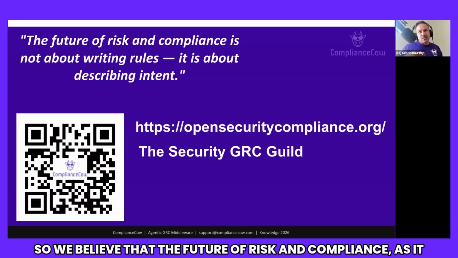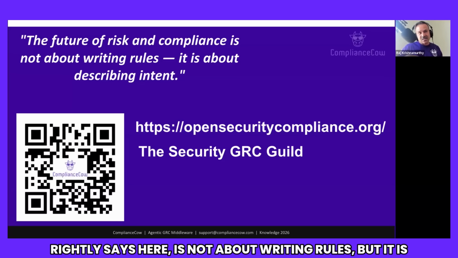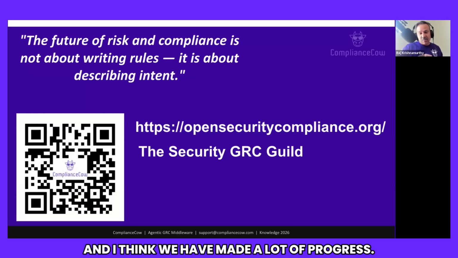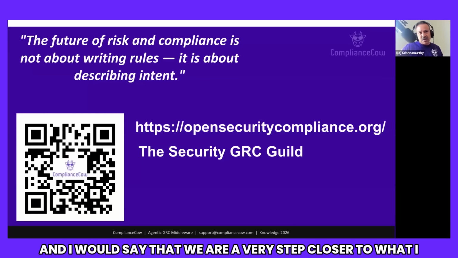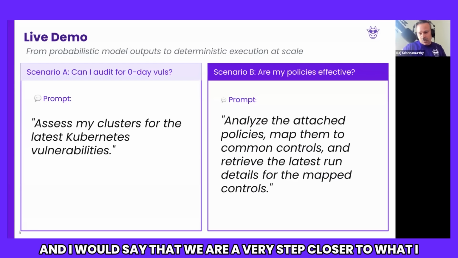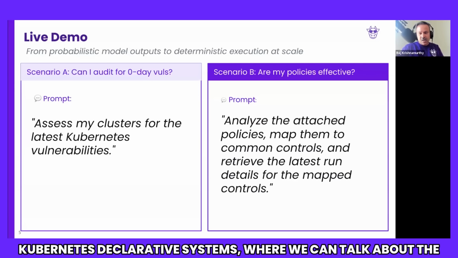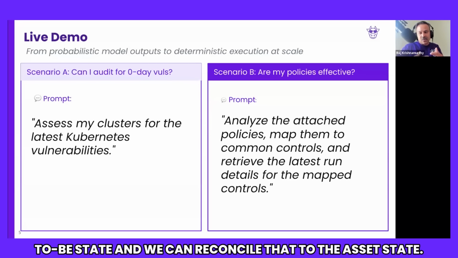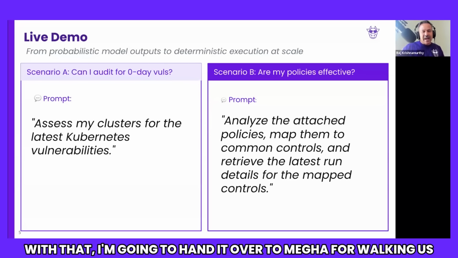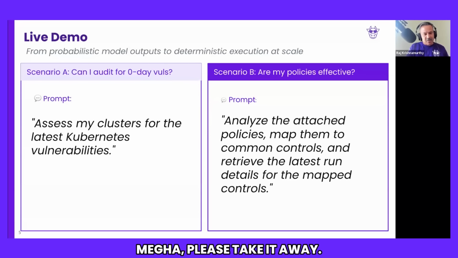So we believe that the future of risk and compliance, as it rightly says here, is not about writing rules, but about describing intent. And I think we've made a lot of progress. I would say we are a step closer to what I would call a declarative GRC, very similar to what we see in cloud declarative systems and Kubernetes declarative systems, where we can talk about the to-be state and reconcile that to the as-is state. Right. With that, I'm going to hand it over to Megha for walking us through a demo. Megha, please take it away.